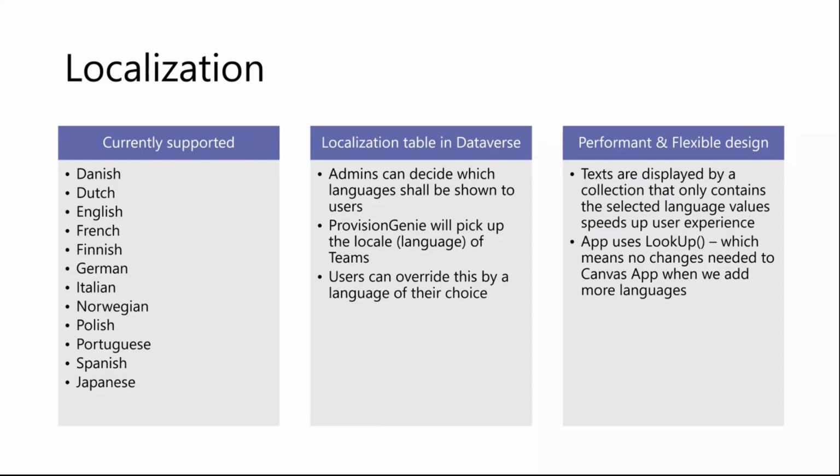And how we did that is pretty flexible, and it also ensures the performance of the app, because you can imagine if we always needed to call a lot of values from an external database, which Dataverse still is, so it's not locally available in the app, then that would add massive delays. So we use a collection to display only the language that is currently selected, and then we use a lookup function so that we do not have a lot of nested if statements to determine which language we are in. That makes sure that if we later add new languages, we do not need to change our Canvas application at all anymore.